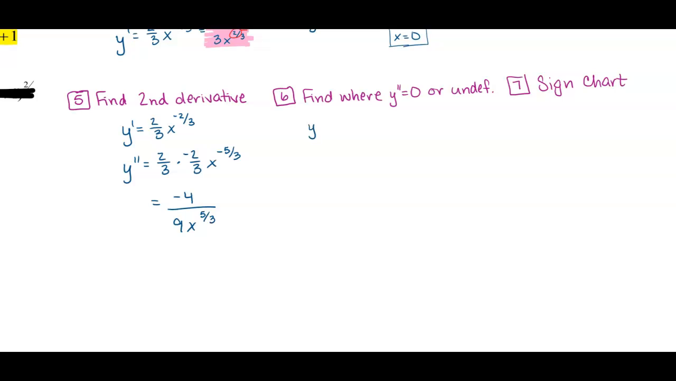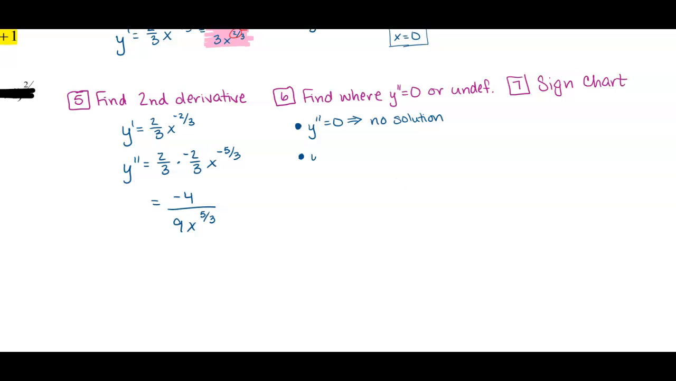I'm going to set that equal to 0, which means setting the numerator equal to 0. Numerator is just a negative 4, can never be equal to 0, so no solution for that part. And again, I don't usually write that part down. I'm just doing that for your sake to let you know I did think through that. There are 2 steps here that need to happen.